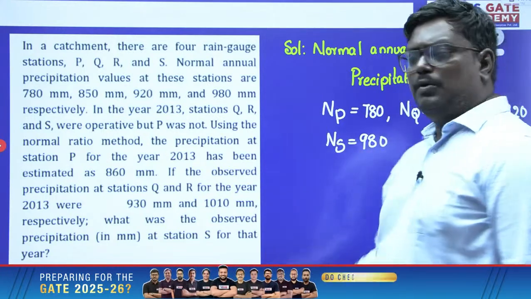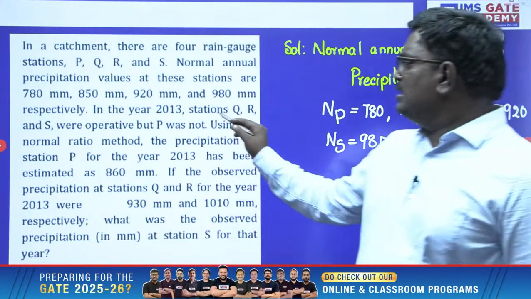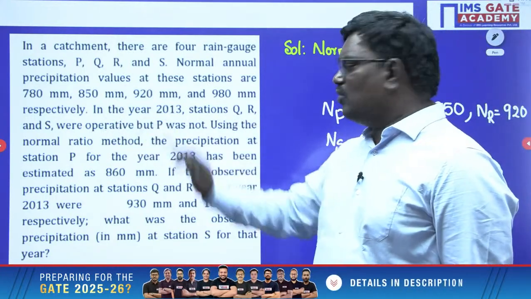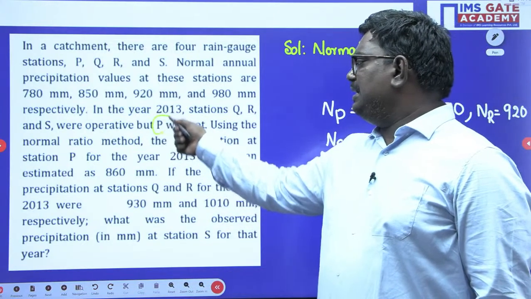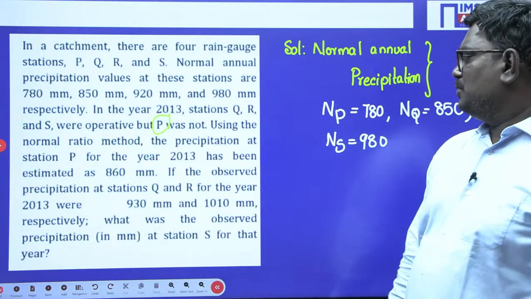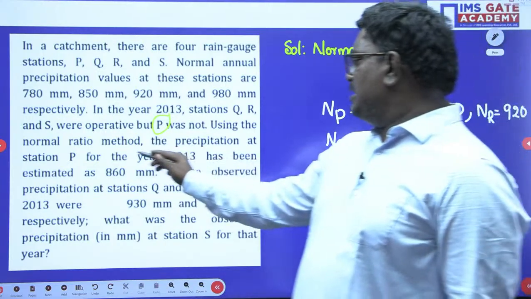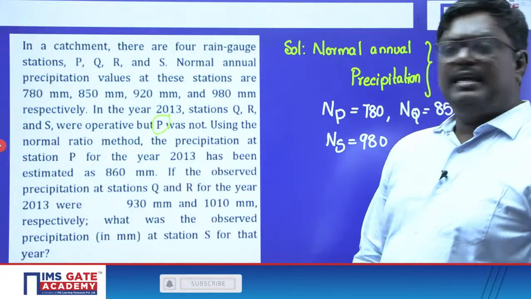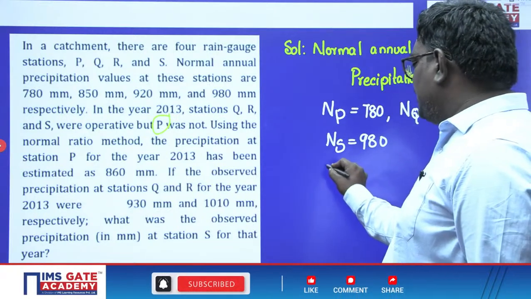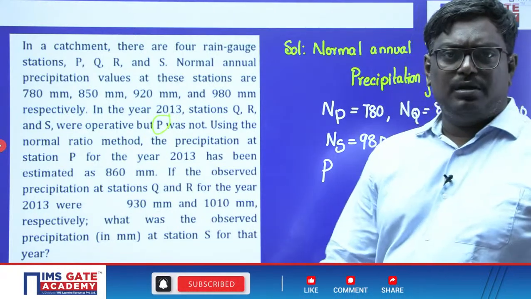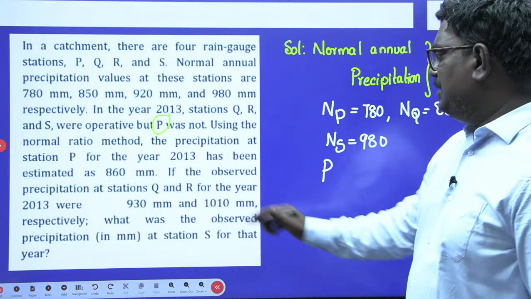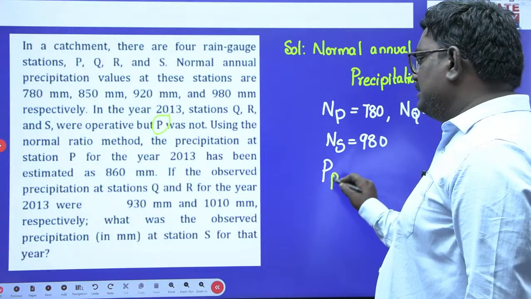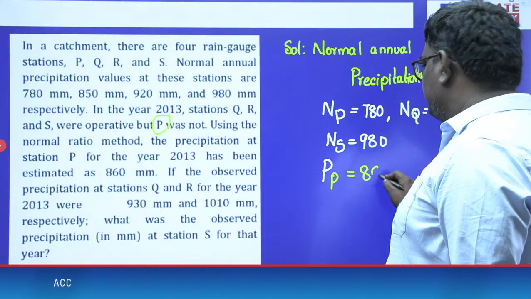Okay. Now, in the year 2013, stations Q, R, S are operative. All are operative, sir, but the station P is inoperative. The precipitation at P for the year has been estimated as, so precipitation we will represent as P. Okay, my dear students, precipitation, what I am trying to say, I represent with P. So, for P it is 860 mm.